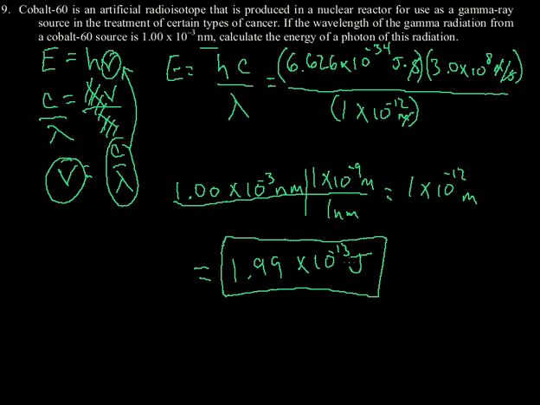Not a lot, but this is just the energy of one photon. Anytime a source of radiation comes on, you're getting tens of billions of photons, so this adds up pretty quickly. So this is pretty high energy. And that's it. That's how you do one of these.